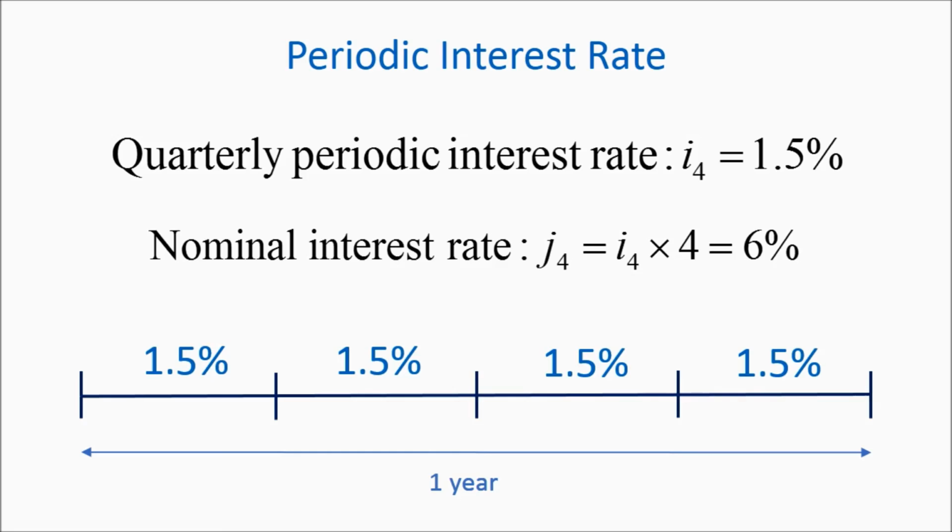Okay, we've now learned how periodic interest rates and nominal interest rates are connected and how to get one of them if you know the other one.